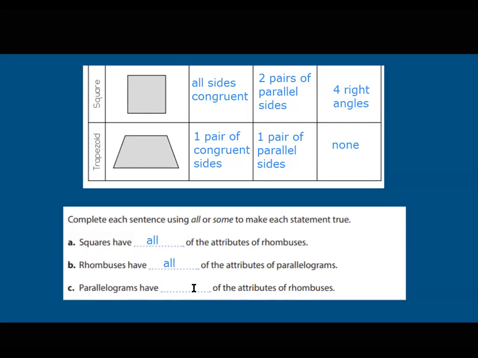C, parallelograms have blank of the attributes of rhombuses. So we just said that rhombuses have all of the attributes of parallelograms, but does it work the other way around? We can say that parallelograms have some, but they do not have all, because rhombuses we know have 4 equal sides, just like the square, but the parallelogram does not necessarily always have 4 equal sides. So we are going to say some, but not all.